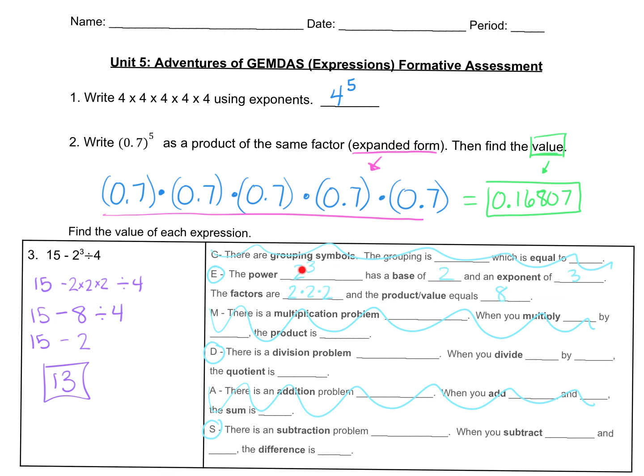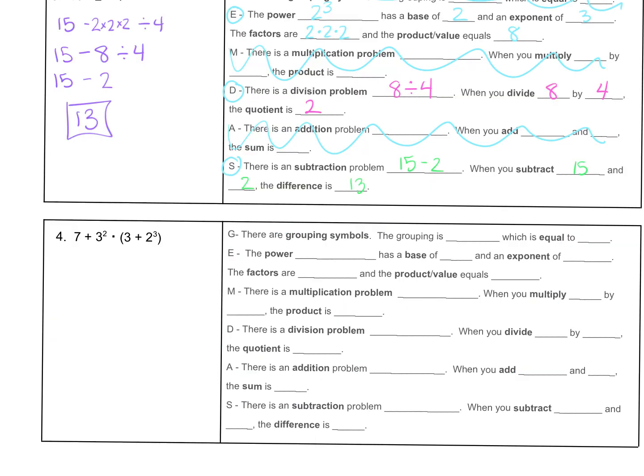For the power, you should have gotten 2 to the 3rd, the base of 2, exponent of 3. The factors were 2 times 2 times 2, and the product equals 8. Now you're going to have a division question. You should have put 8 divided by 4, and the quotient is 2. Last one is subtraction. You should have gotten 15 minus 2. When you subtract 15 and 2, the difference is 13.